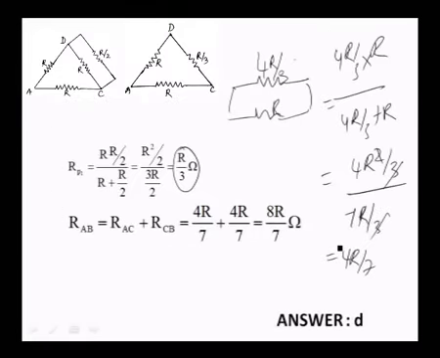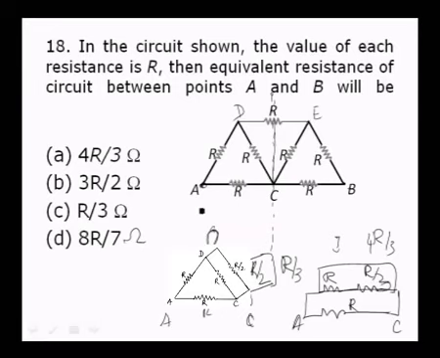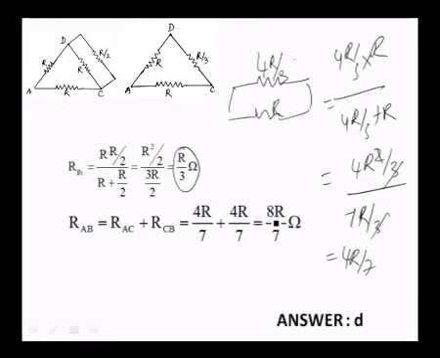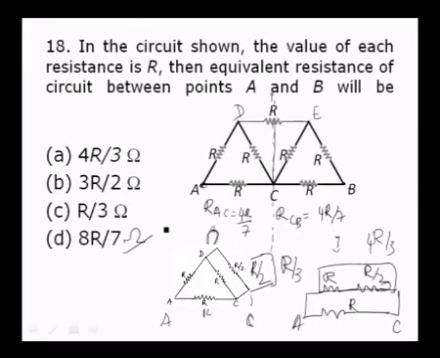This is what we are getting for half. The effective resistance between A and C is equal to 4R divided by 7. Similarly, the resistance between C and B is also the same, 4R divided by 7. Then they are in series, so you are going to add. Add means multiply by 2, and we get the effective resistance RAB, which is equal to this plus this. If you add these two, we get 8R divided by 7. The correct option for this question is D.